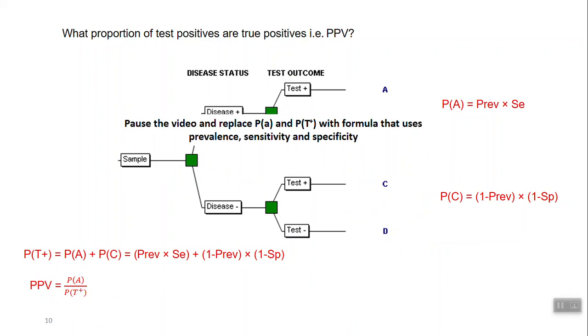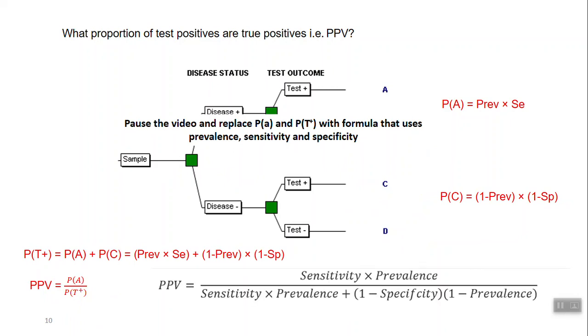Okay, welcome back. So when you substituted in sensitivity and specificity and prevalence, you should have ended up with the positive predictive value formula that you've seen elsewhere, which is the sensitivity multiplied by the prevalence, that's the probability of A, divided by the probability of A plus the probability of C. Okay?